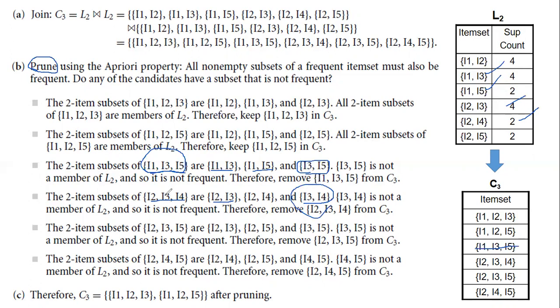Then the superset is also infrequent, so that's why it is removed. Similarly, here also the case. I3, I5 is not there, then it is infrequent, removed.